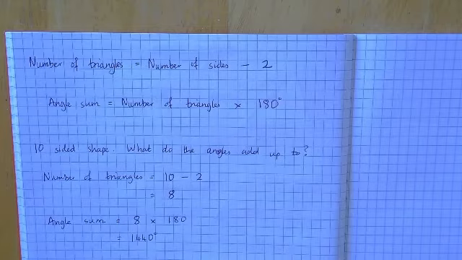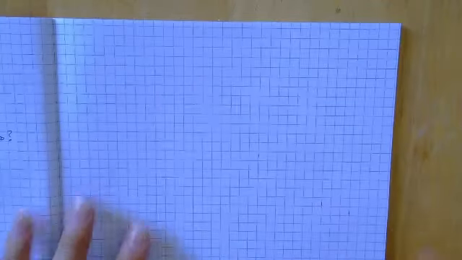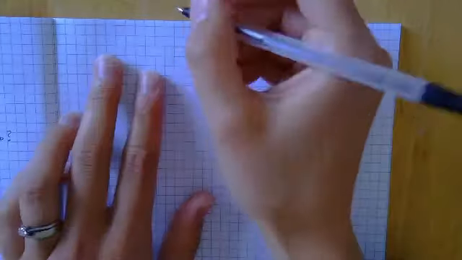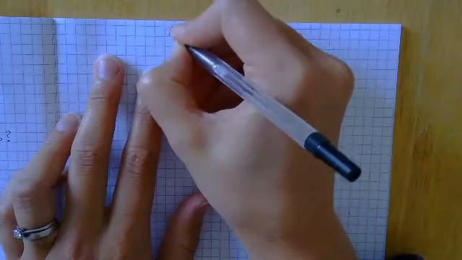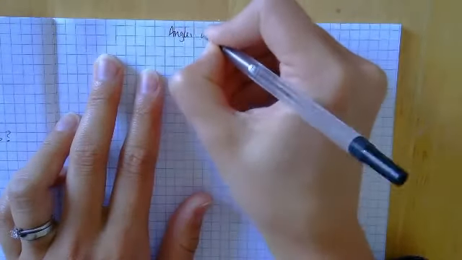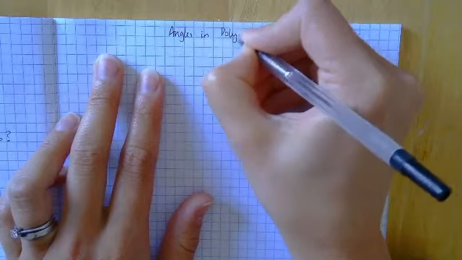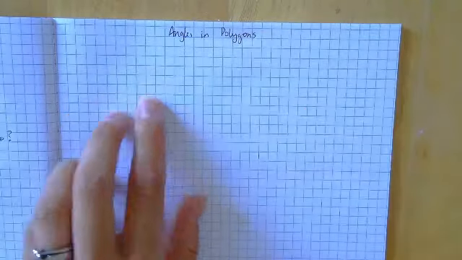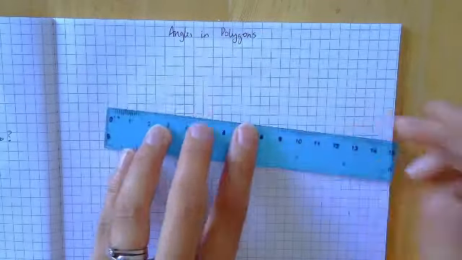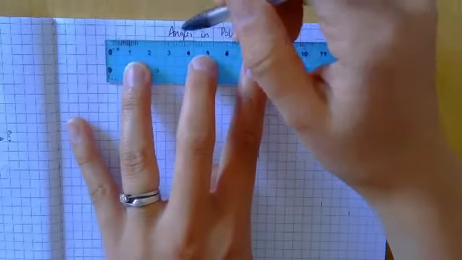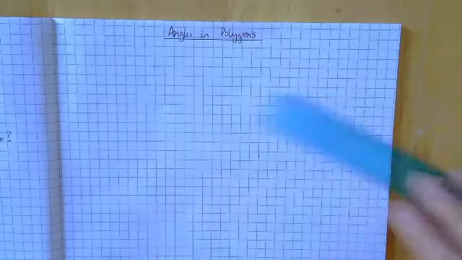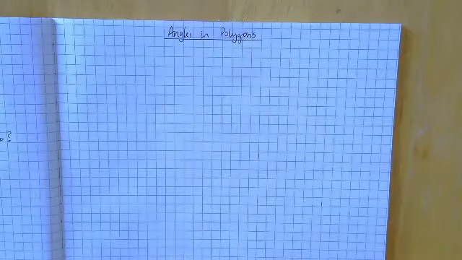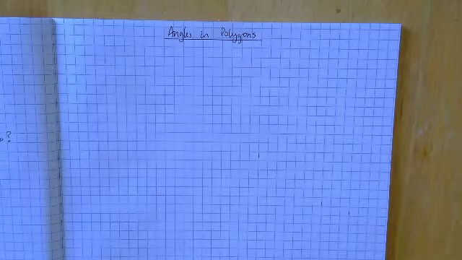So today we're going to be using that fact to answer some questions. Our title again can be angles in polygons, which is what our title was last time. That's what it tends to come up with on GCSE textbooks. That tends to be what the topic is called.